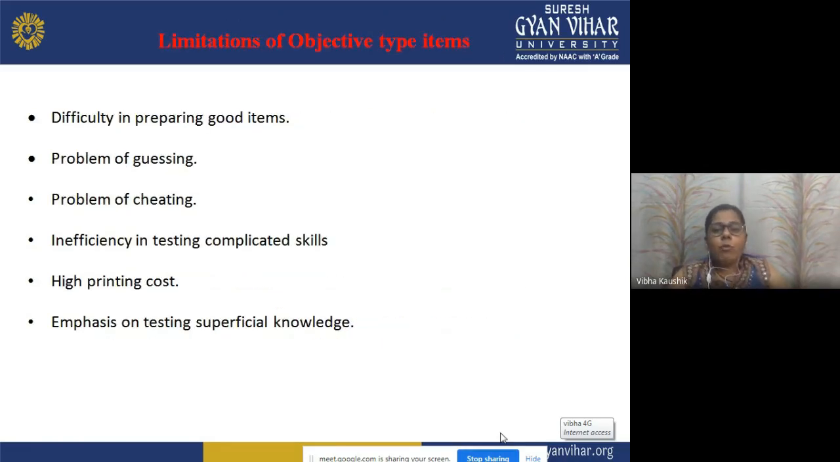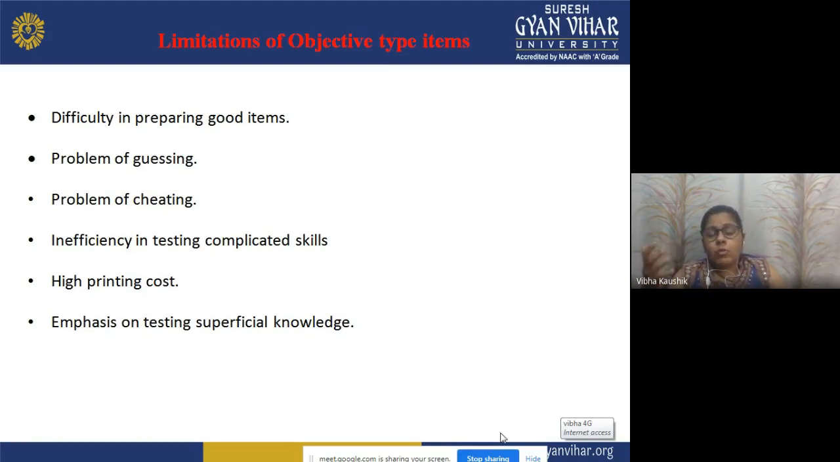Now, limitations of objective type items. Difficulty in preparing good items. It is very difficult to prepare a good type of items of objective type test. Problem of guessing, the student has the difficulty of guessing. Problem of cheating, the student can easily cheat. Inefficiency in testing complicated skills means only simple skills can be tested with the help of objective type tests. High printing cost because so many pages will be there.